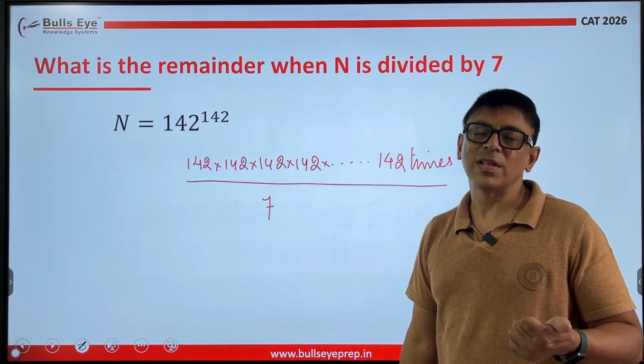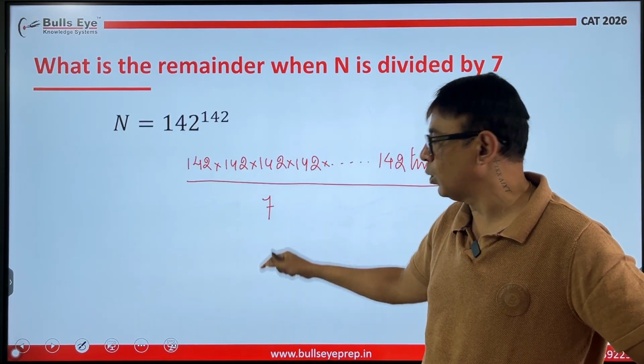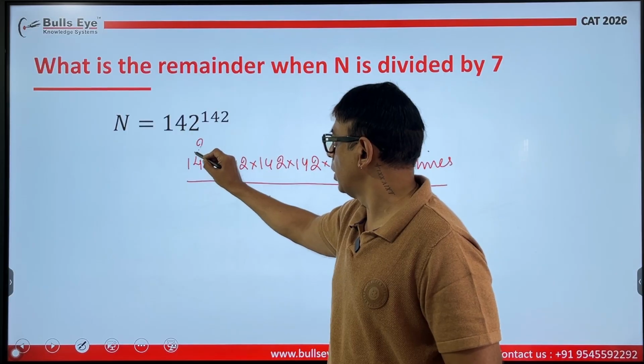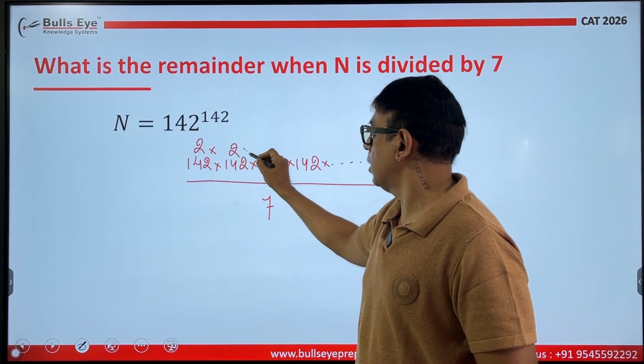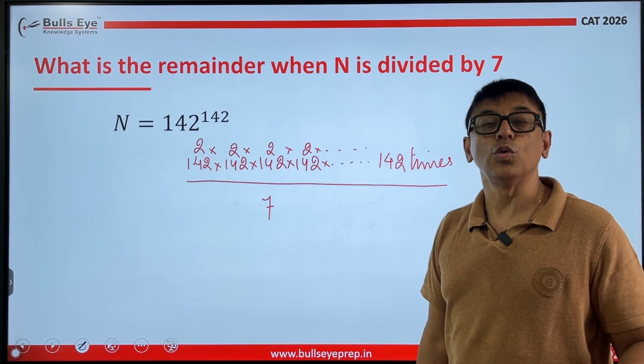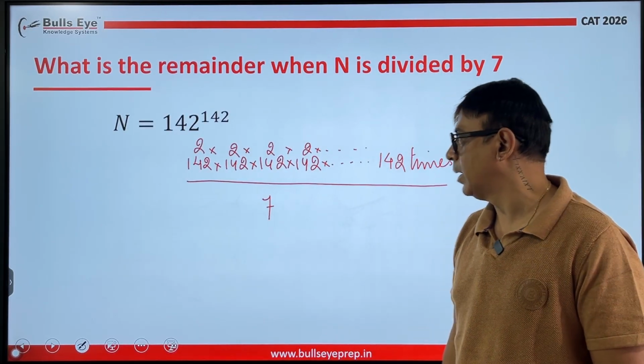So we will do the same thing that we did in the previous slide. We will find the remainder term by term. 142 divided by 7: 7 twenties are 140, so here the remainder is 2. Everywhere we will get the remainder 2. So 2 into 2 into 2. How many 2's are there? We have got 142 2's.